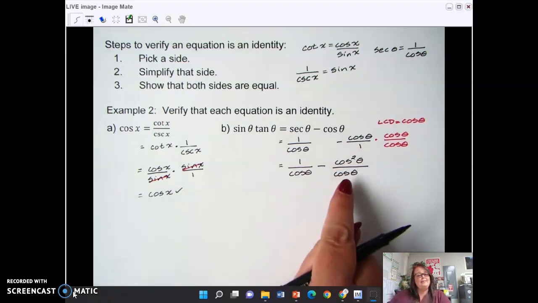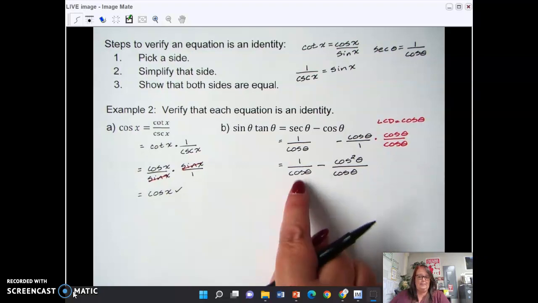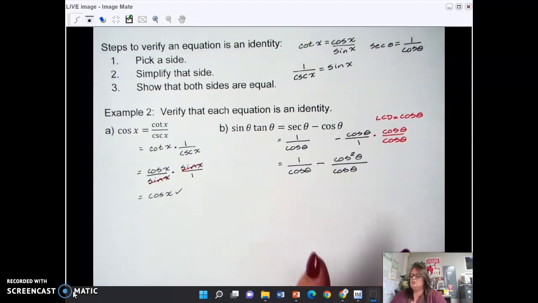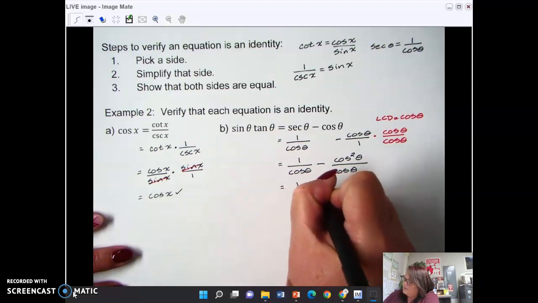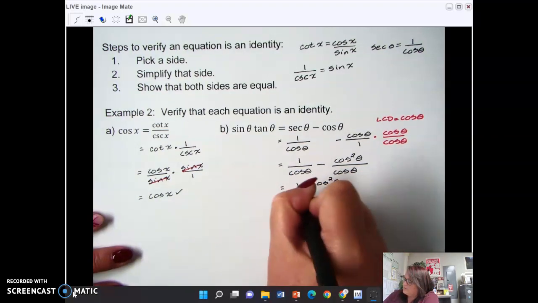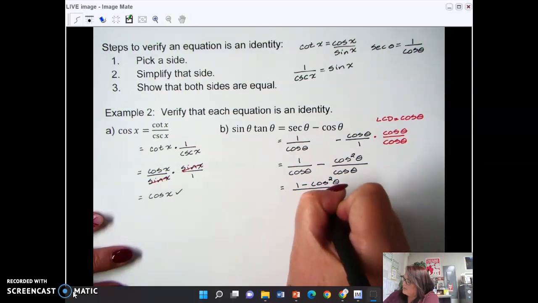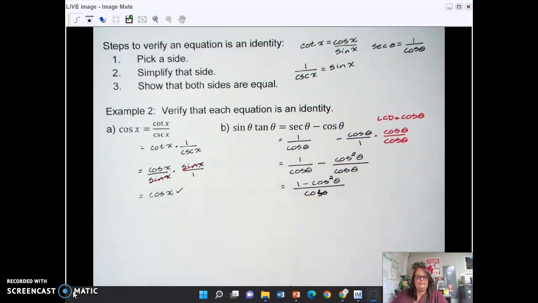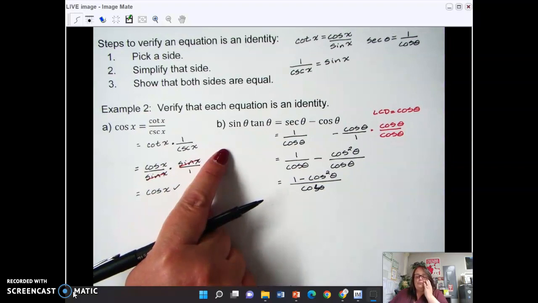Now, you might be tempted to try to cancel these, but remember, that's what we just built so that I could have common denominators. So now that my denominators are the same, we're going to subtract the numerators and keep our denominators the same. Whoops, cosine, not cotangent. Okay. So I haven't made it look like this left-hand side yet, so I'm going to continue.